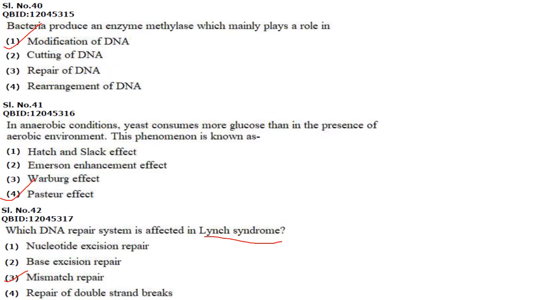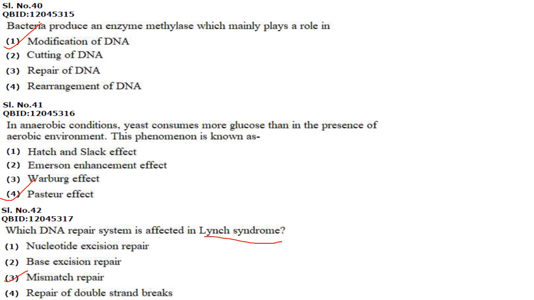Next one. Bacteria produce an enzyme methylase which plays a role in. So methylase, you might have studied it in host restriction and modification, whereby bacterial DNA doesn't get cut by its own restriction enzyme. Why? Because the DNA is methylated at the specific recognition sequence. So the answer here is modification of DNA. Answer is option 1. Then next one.